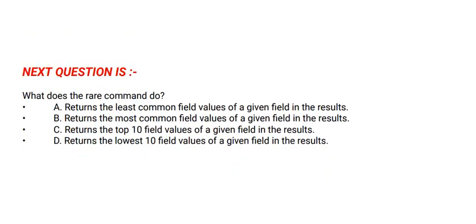Next question is, what does the rare command do? Options are option A, returns the least common field values of a given field in the results. Option B, returns the most common field values of a given field in the results. Option C, returns the top 10 field values of a given field in the results. And option D, returns the lowest 10 field values of a given field in the results. The correct option is option A.